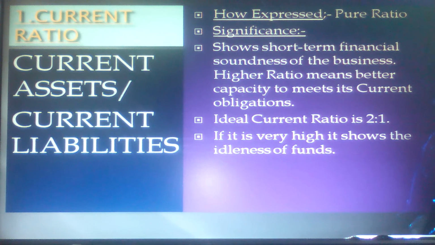So what is the ideal current ratio? 2:1. If it is very high, it shows the idleness of funds. So you can easily meet the short-term financial soundness of the business. That is the idea here. That's a very important ratio: current assets divided by current liabilities, the current ratio.